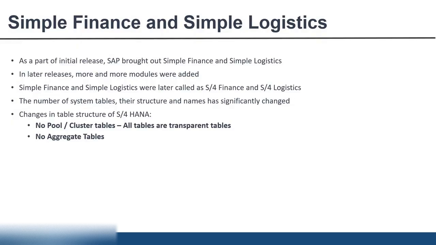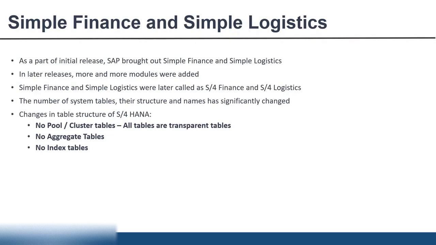No aggregate table. In one of the previous videos, you have learned what an aggregate table is and why you don't need any aggregate tables on top of HANA, because HANA has the capacity to do the calculations or aggregations on the fly even with a huge amount of data, and that is why there is no need for aggregate tables. And there are no index tables, because generally index tables are related to pool or cluster tables. Since pool or cluster tables are removed, obviously you don't need any corresponding index tables.